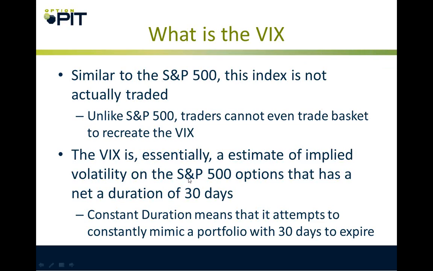The VIX is essentially an estimate of implied volatility on the S&P 500 that has a constant net duration of 30 days. That constant duration means it attempts to constantly mimic a portfolio with 30 days to expire. If you look at options on the S&P 500, the November options have 3 days to expire. Well, 27 days ago, they had 30 days to expire.